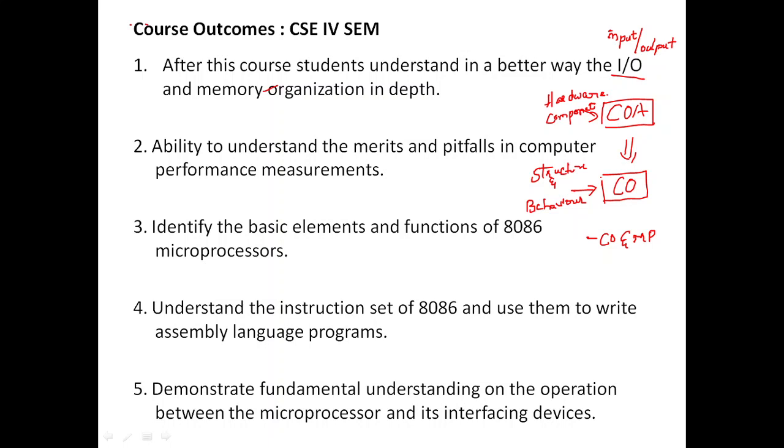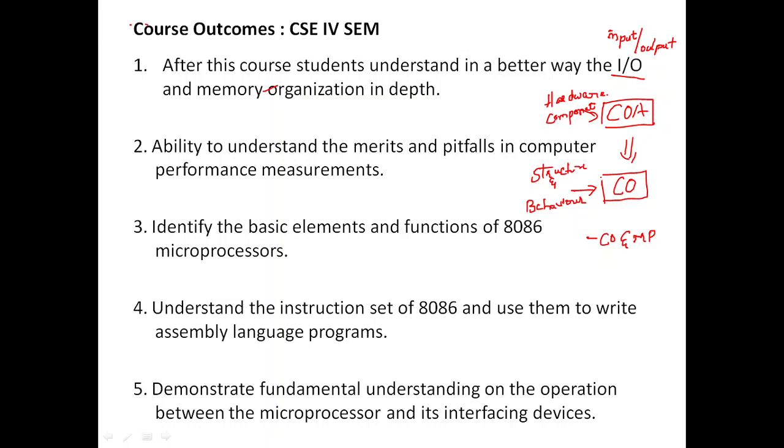Another important difference is that architecture deals with the functional behaviors, whereas organization deals with the structural behaviors. In general, we can say that architecture indicates the hardware, whereas organization indicates the performance, meaning structure and behavior, so finally we can conclude that it is performance. That is the major difference between architecture and organization.